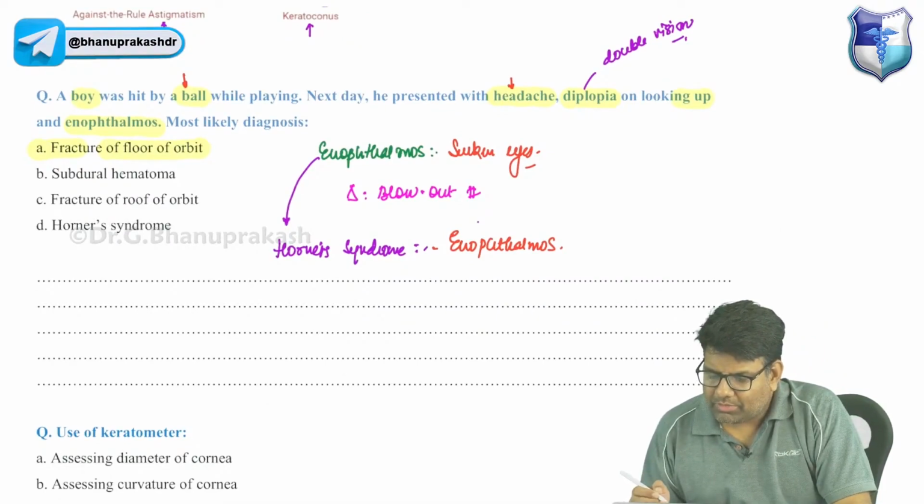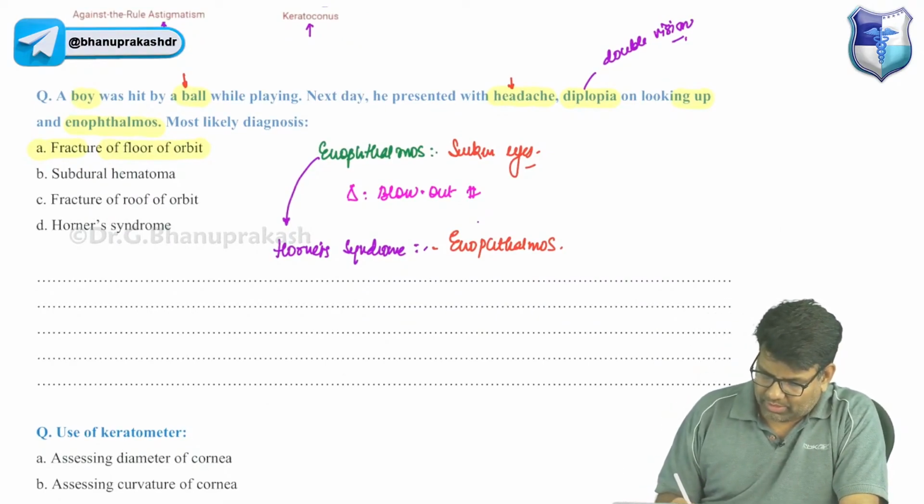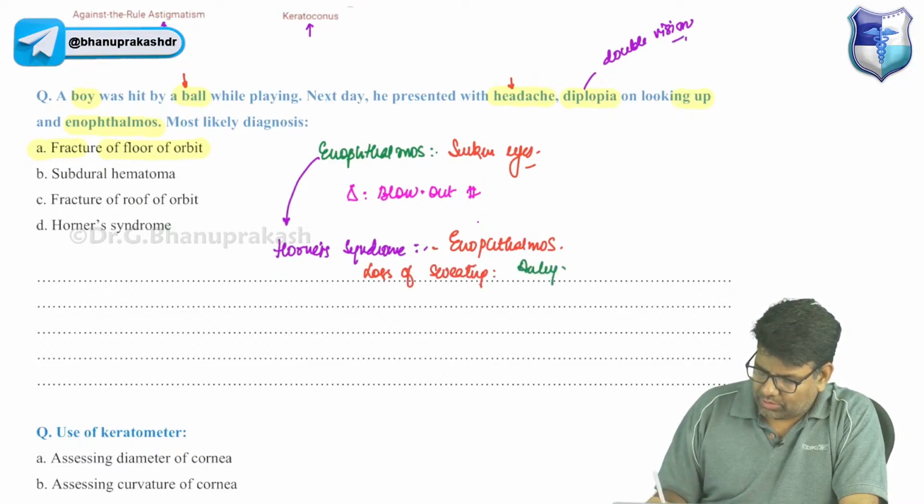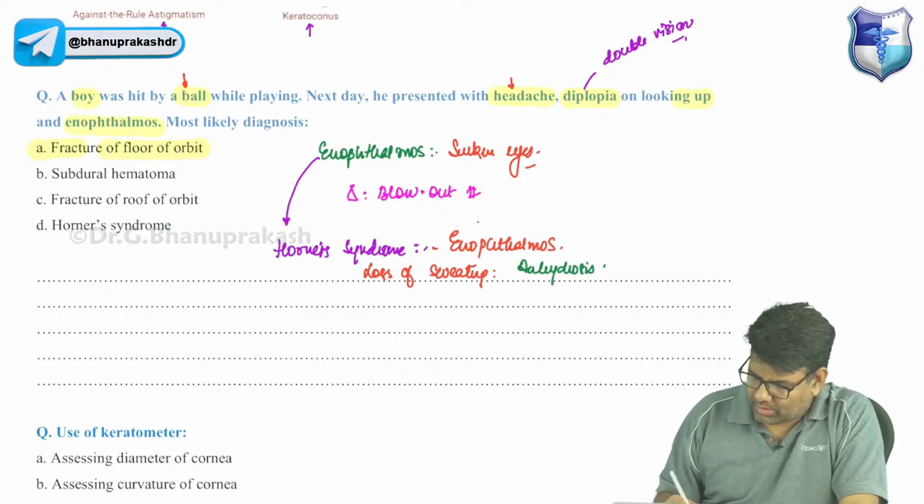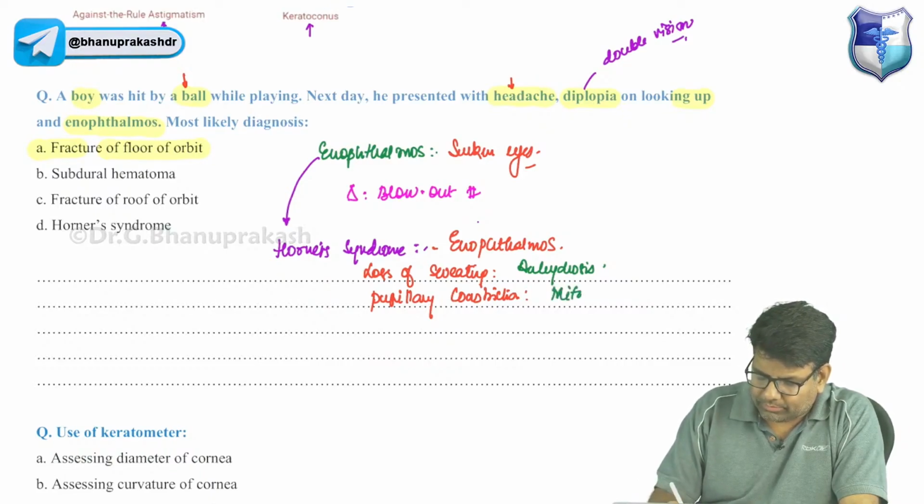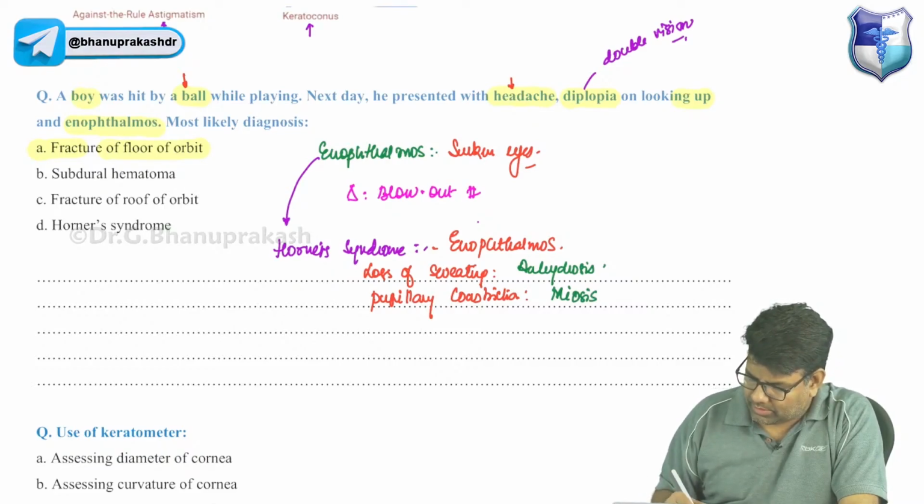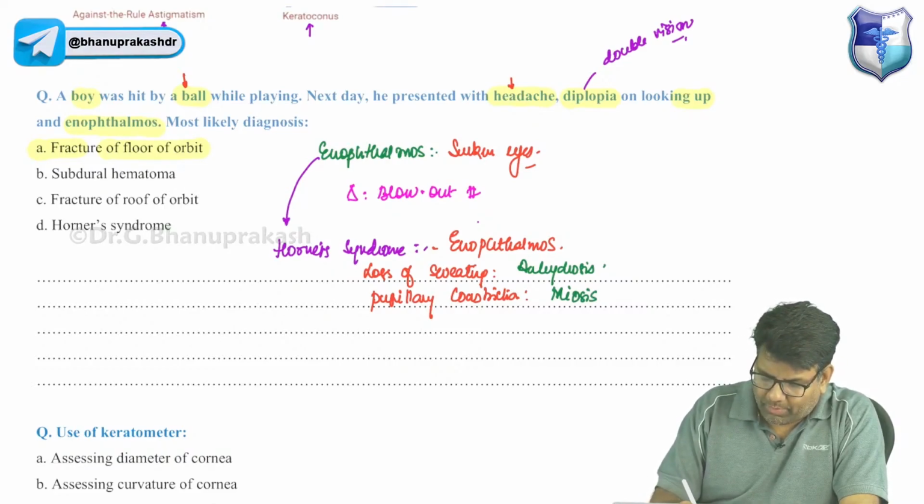Very good. Anhidrosis, miosis, very good. So one term is loss of sweating, that is known as anhidrosis. Then there is pupillary constriction, that is known as miosis. Then there is drooping of upper eyelid.